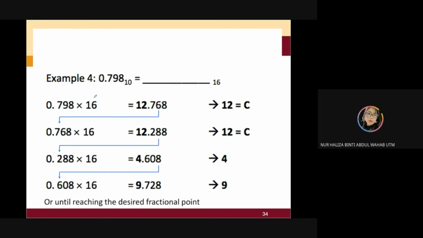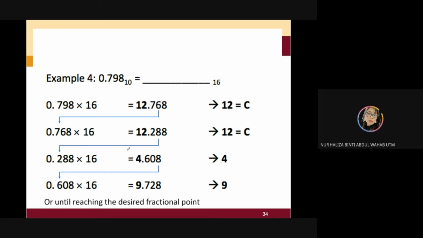Now you have another example. You're going to do a similar thing, only what is the difference? The difference is on your base. If you want to convert to 16, you're going to multiply with 16. If you want to have 8, you're going to multiply by 8. Okay, let's take a look over here.